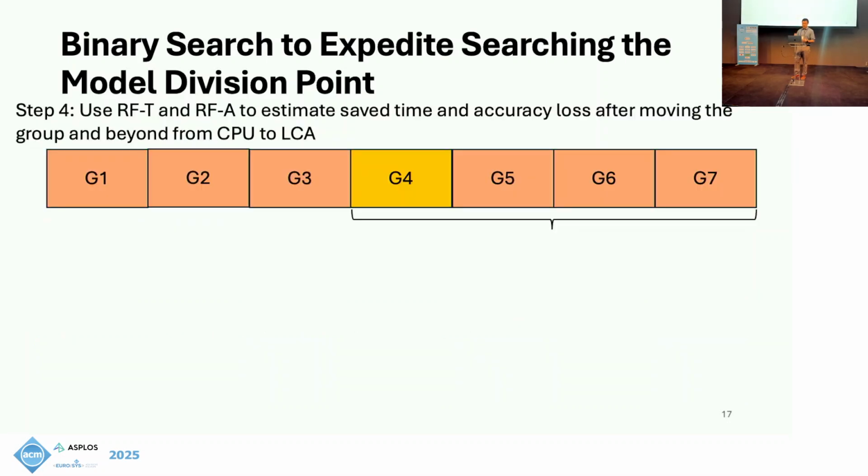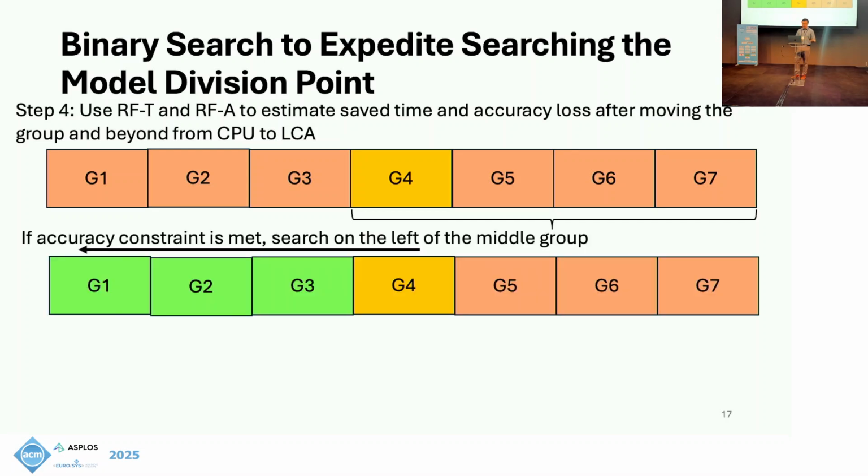Flex uses RFT and RFA to estimate the latency saved and the accuracy loss if the group and beyond are offloaded to LCA. If the accuracy constraint is satisfied, Flex continues its binary search onward toward the left half of the model to see if we can offload even more layers to LCA to maximize the save time.